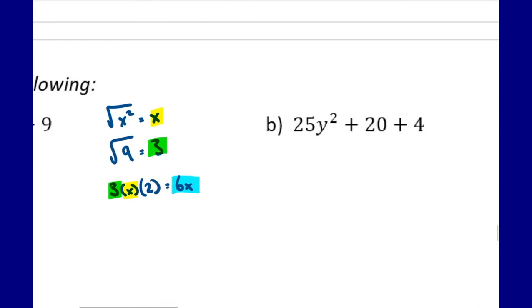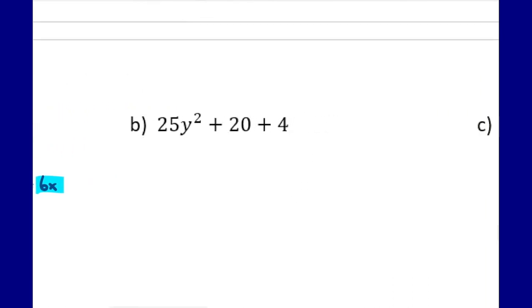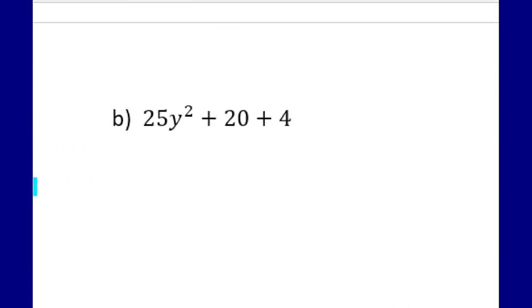So let's check the next one. 25y squared plus 20, that is a typo, it should be 20y, plus 4. Well, if I take the square root of the first term, 25y squared, that is 5y. The square root of 4 is 2. So those are perfect squares. So now we can do the last check.